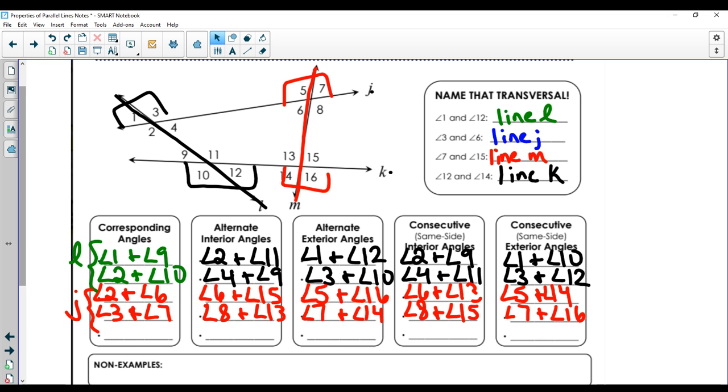Your alternate interiors are on different sides of the transversal line and they're inside the two major lines. Alternate exteriors are outside the two major lines and they're on different sides of the transversal. Same side interior, they're on the same side of the transversal line and they're inside your two major lines. And then your same side exteriors, they are on the same side as the transversal and they're outside the two major lines. All right.